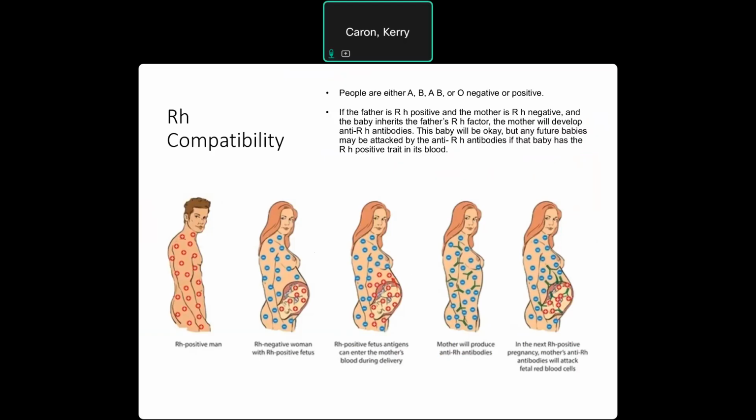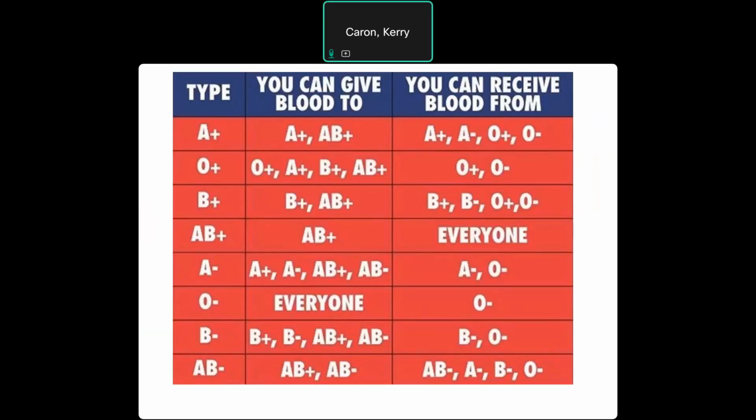Here's a really nice way to memorize who can get what. So if you're positive, you can get positive or negative. If you're negative, you cannot get positive blood. Okay? This is a nice little graphic.